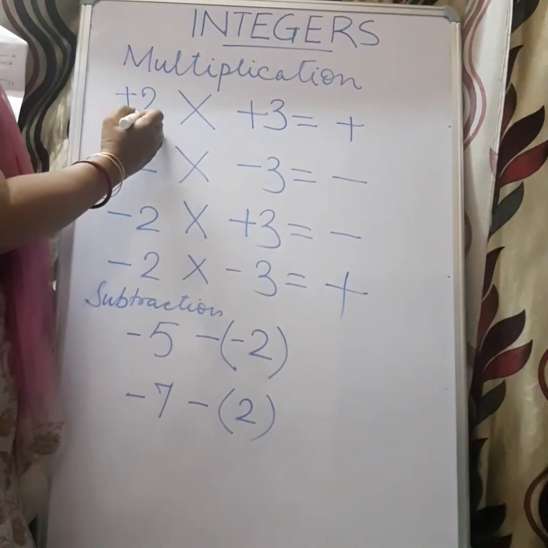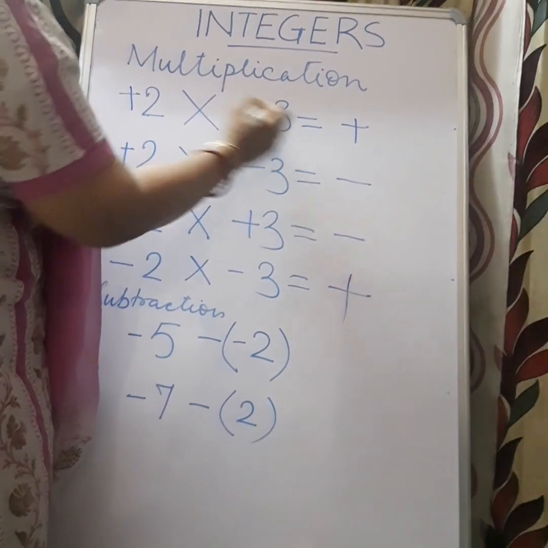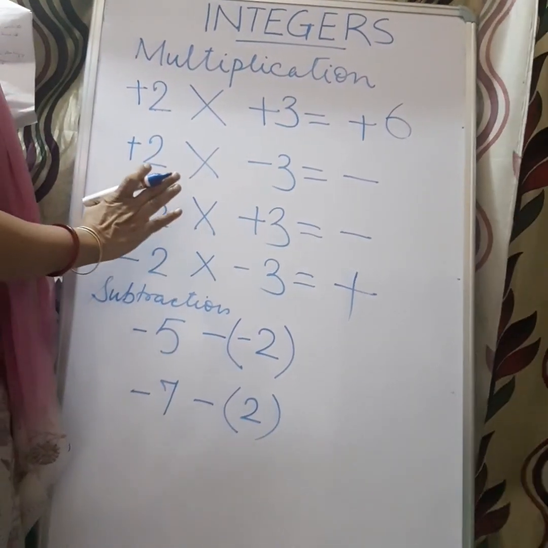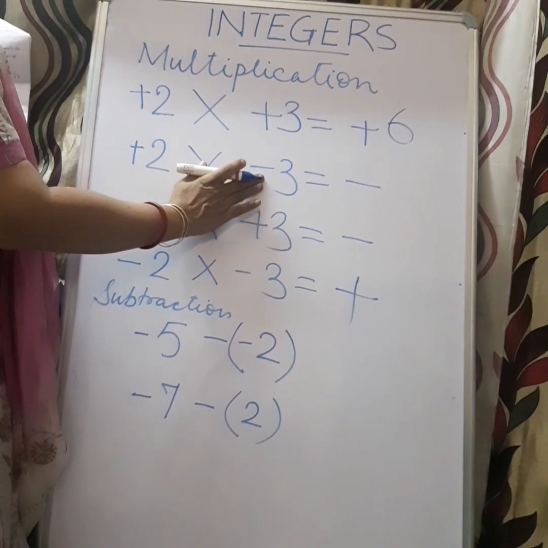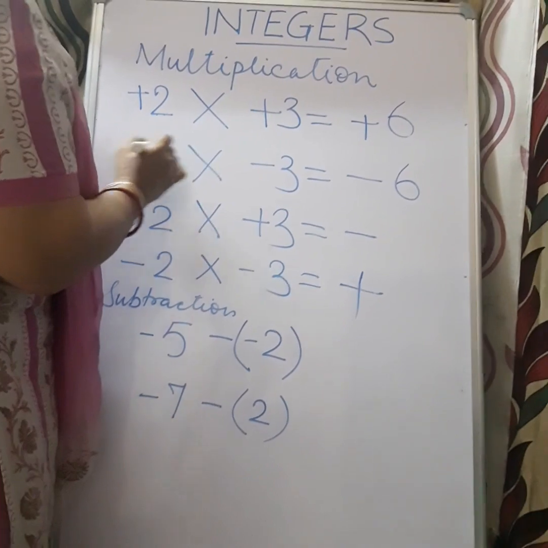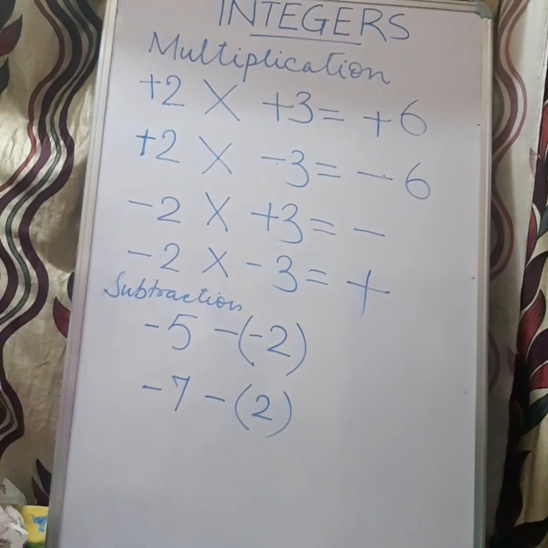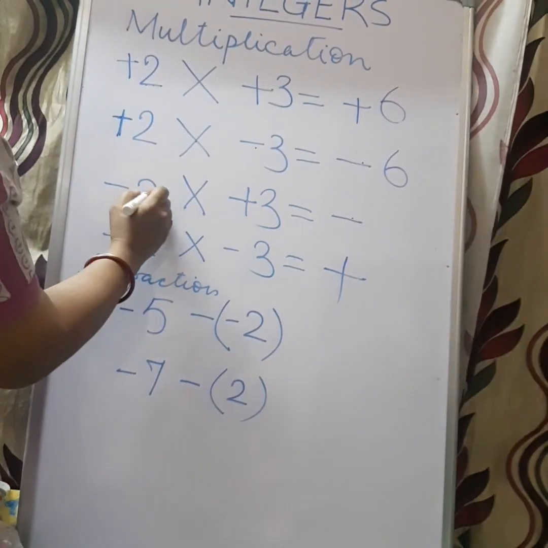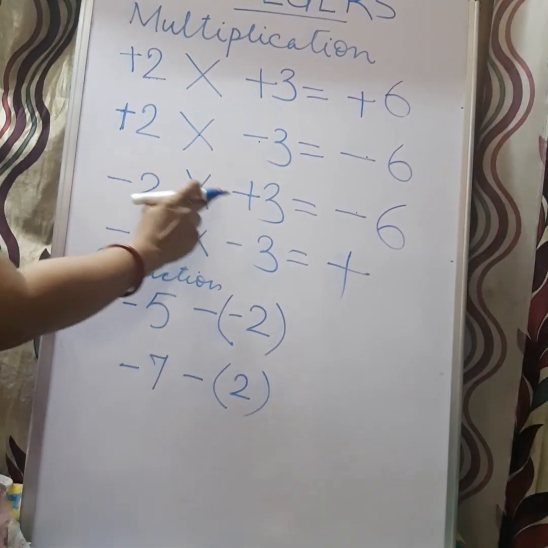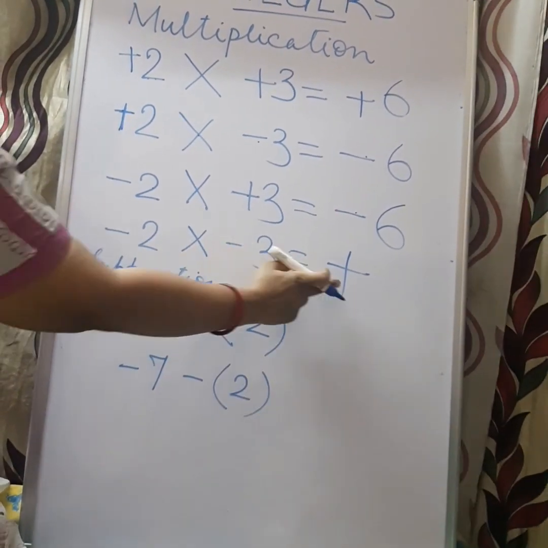For multiplication, see, if we have plus 2 and we are multiplying by plus 3, so 2 3s are 6 and the sign will be positive only. Now we have positive 2 and negative 3. So 2 3s are 6, and plus into minus is minus, and minus into plus is again minus. 2 3s are 6, and when we are multiplying a negative with a positive, we will get a negative. Here negative with negative, so it is positive.